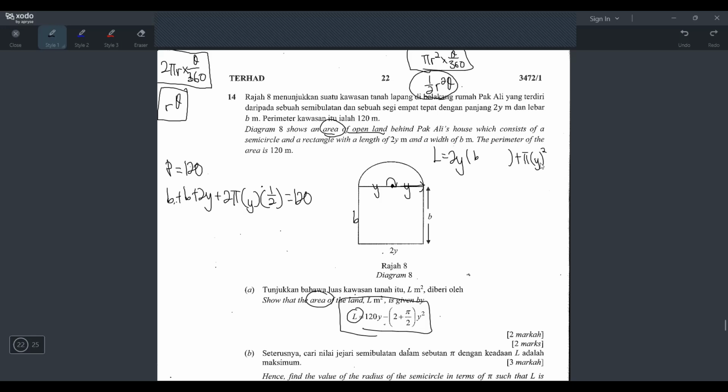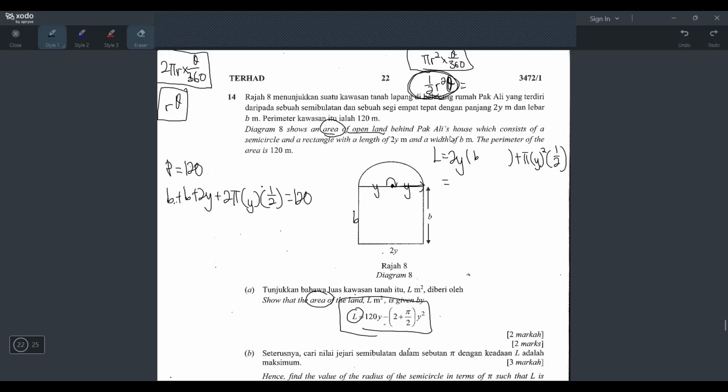The radius is y, and then the angle is 180 over 360, which is 1 over 2. But if students want to use the other formula, just make sure the angle you put in is in radians. And what is 180 degrees in radians? Pi. So you end up with 1 over 2 pi y squared also, which is the same thing, because the radius is y. So both formulas will give you the same answer.